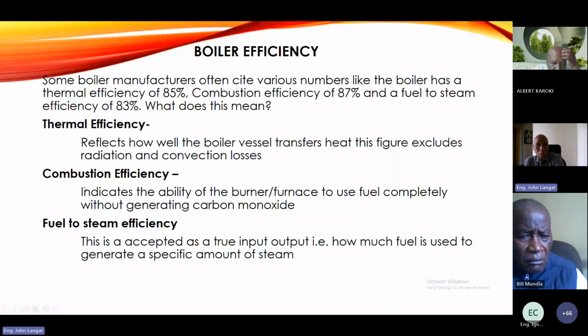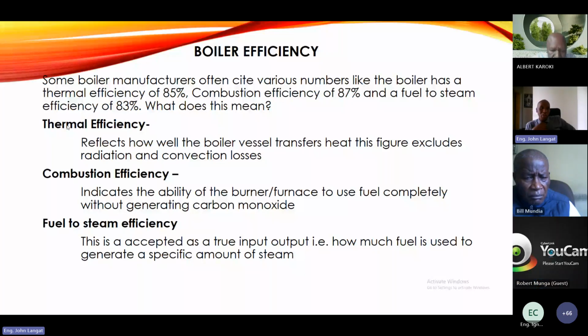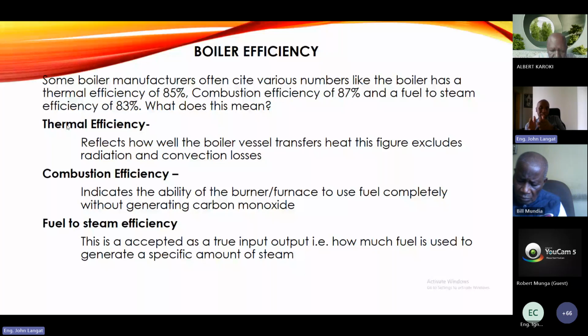Thermal efficiency reflects how well the boiler vessel transfers heat, and this figure excludes radiation and convection losses. Thermal efficiency is how heat is transferred from the fire tube into the water inside the shell of the boiler. So you can now relate, by just looking at this statement, the thermal efficiency of, say, a 2-pass boiler and a 3-pass boiler, that is the wetback and dryback boilers. You can clearly see.